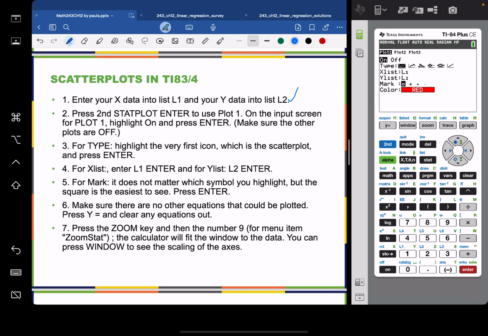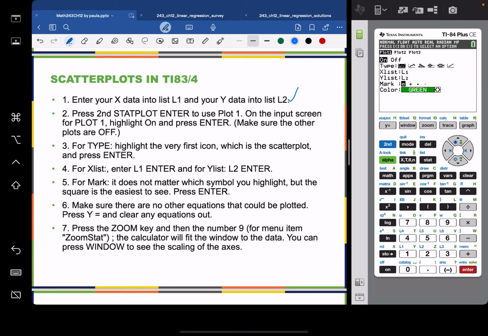So step 3 is to highlight the scatter plot. And then step 4 is to tell it to look in L1 for X and L2 for Y, which is good, that's what I want. And then for mark, it doesn't matter, but I like the little boxes. And I'm going to change this color to green. Okay. So now I've got all my settings for my scatter plot.